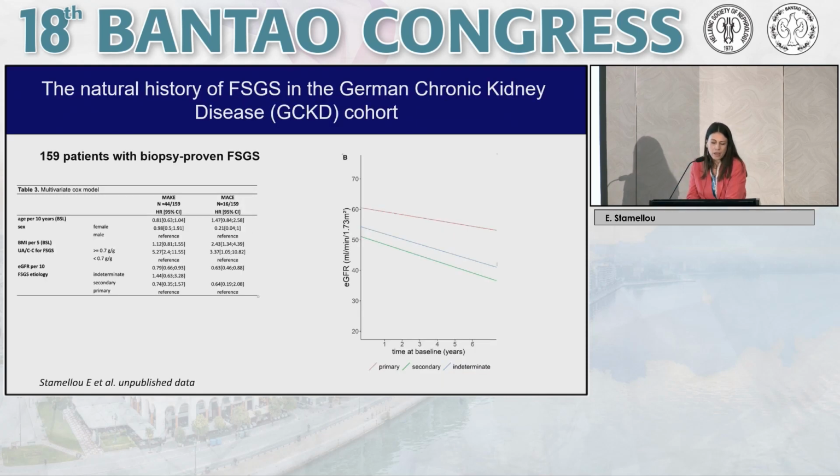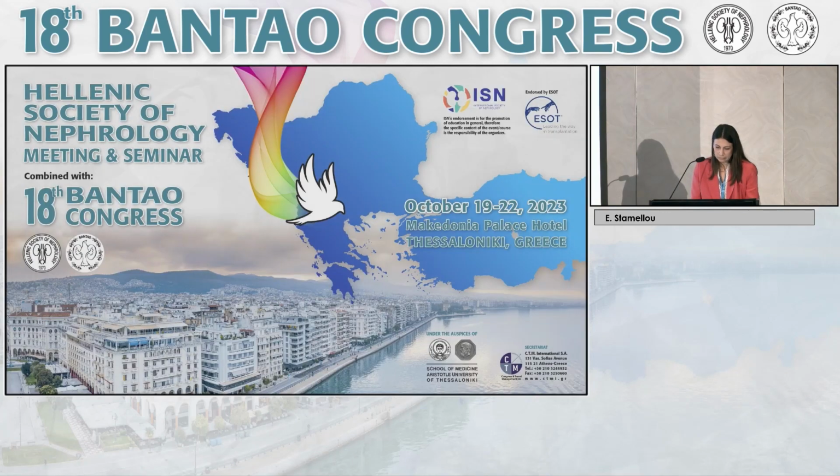I think that secondary FSGS is not as benign as we believe, and this is a finding that we also see when looking at the patients with FSGS in the German CKD cohort. We had 160 patients with biopsy-proven FSGS, and we classified the patients based on the criteria that I already told you. We found that patients with secondary FSGS have a steeper GFR slope and lose more kidney function over the years compared to patients with primary FSGS. Primary FSGS is the red and blue, and green is the secondary FSGS. So secondary FSGS is not as benign as we believe.